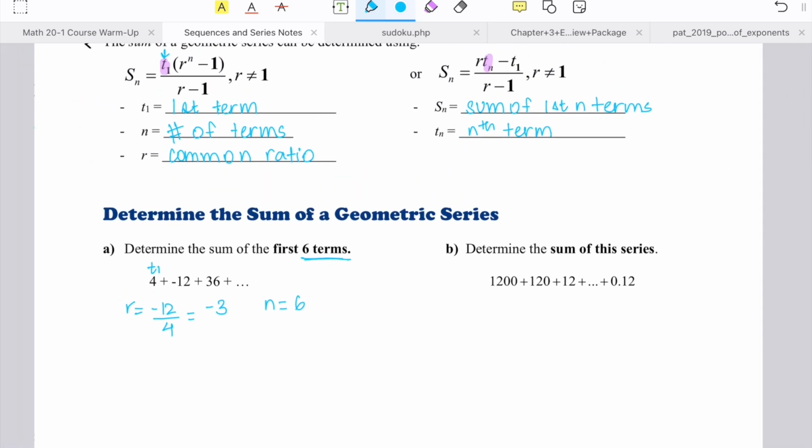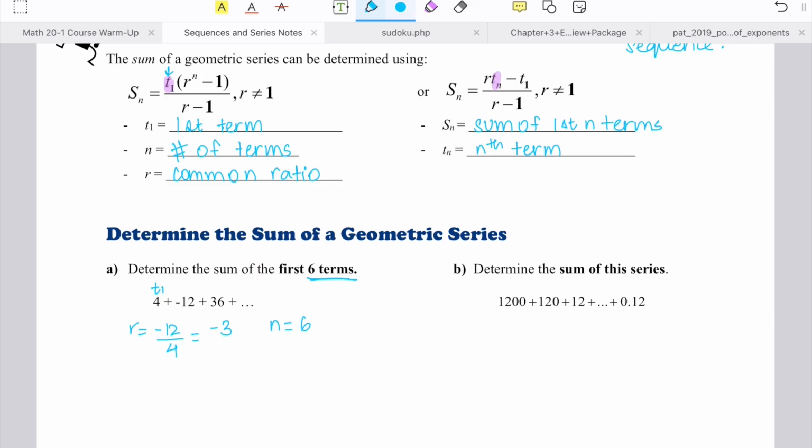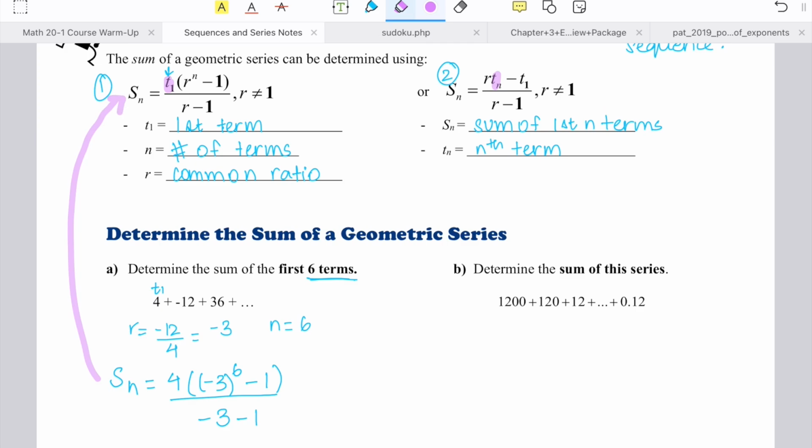Now everything is given to me except Tn. I don't know what Tn is. So will I prefer the first formula or the second formula? First, because Tn, I don't know what that is, right? So Sn is equal to T1, which is 4, times r, which is negative 3, to the power of 6 minus 1, over r, which is negative 3, minus 1. So I'm just substituting values in this formula at this point.